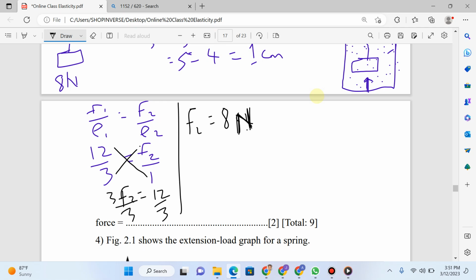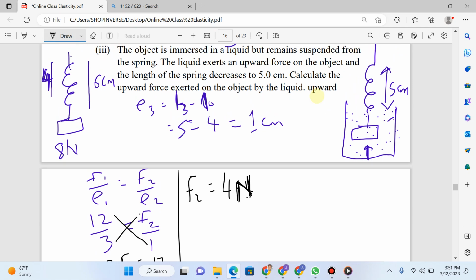Oh, 12 divided by 3 is not 8. So that was the mistake I made. 12 divided by 3 is 4 Newton. So F2 is 4 Newton. Now if you look at it, that means the new weight you are getting now is 4 Newton. That's what the force meter shows.